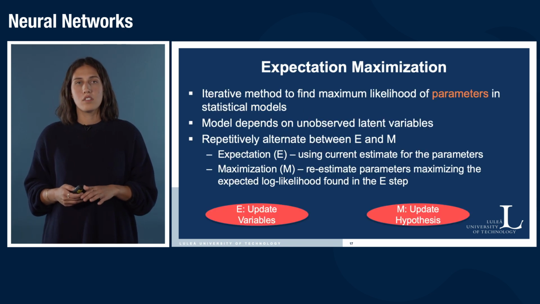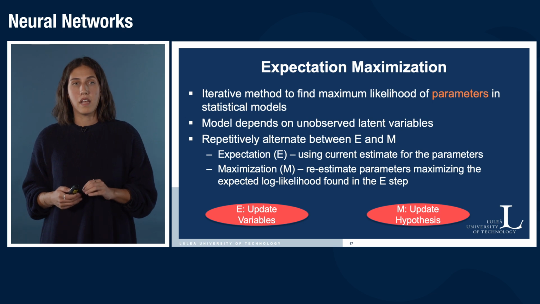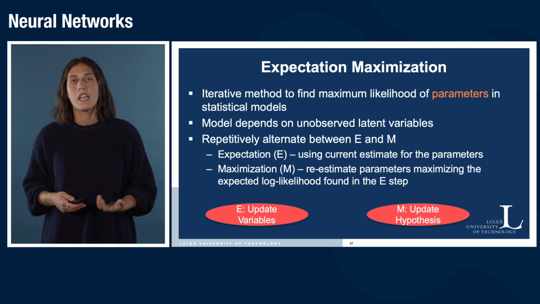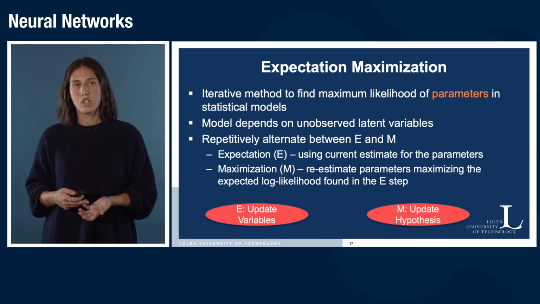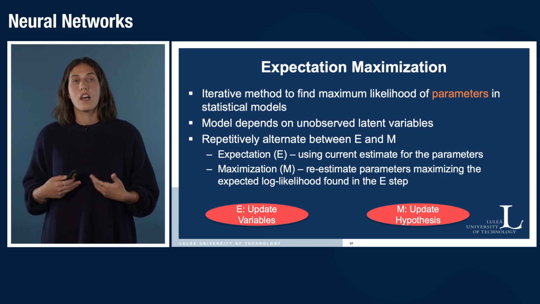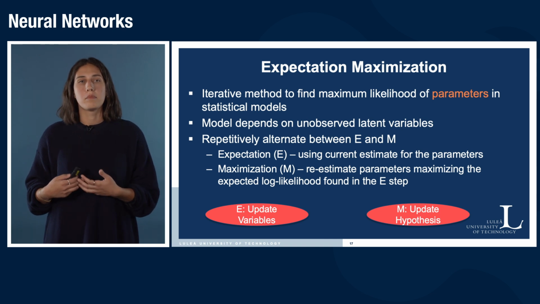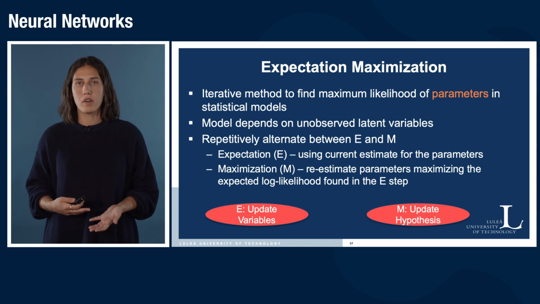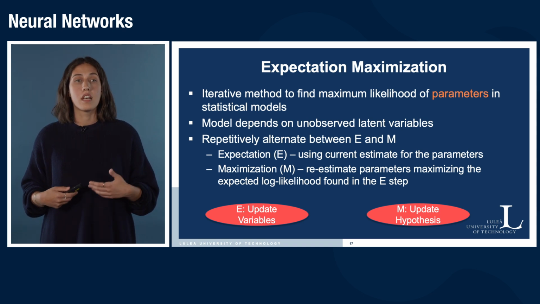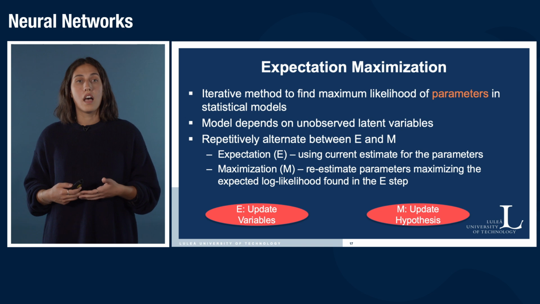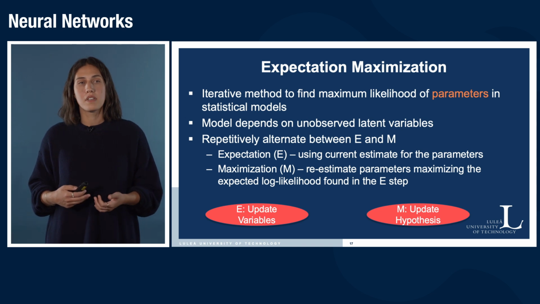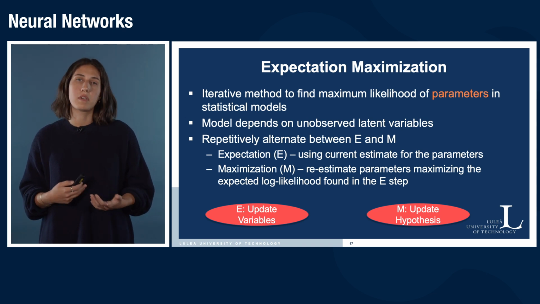In general, the expectation maximization principle is an iterative method that estimates the maximum likelihood of parameters in statistical models. In the previous case, it was the error of the neural network, and it repeatedly alternates between expectation and maximization. So we have the expectation step, where we update the hypothesis, and then the maximization step, where we re-estimate the parameters to maximize the expected log likelihood found in the expectation step.